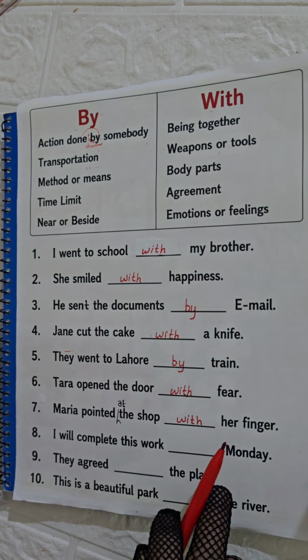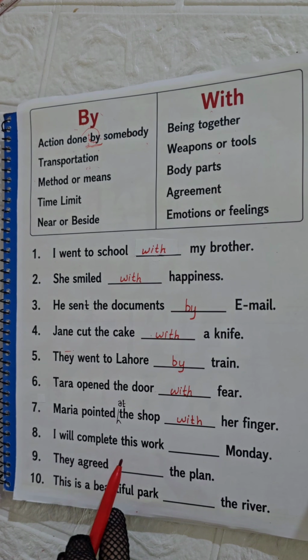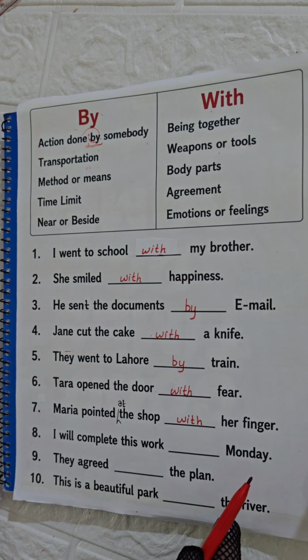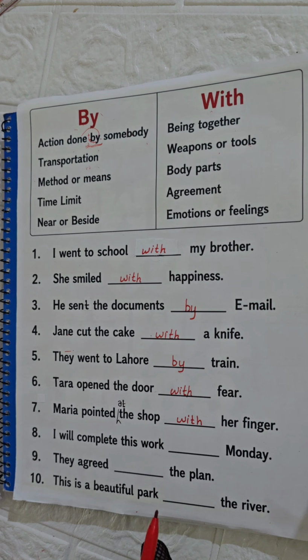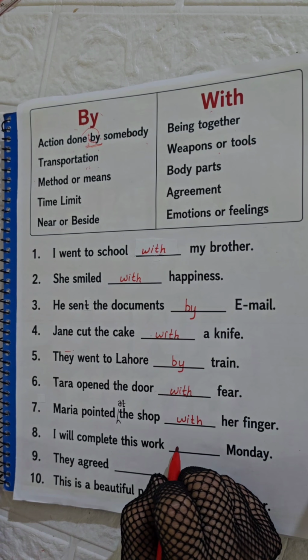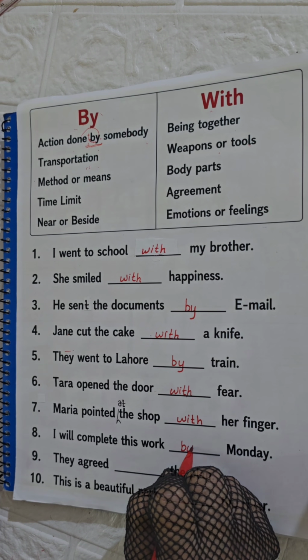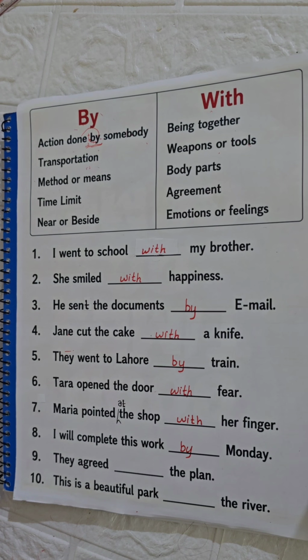Now, number eight, I will complete this work blank Monday. Again, you have to decide whether you will write with in the blank or by to complete the sentence. Now, this sentence shows a time limit. You have already studied time limit. When we mean not later than a particular time, we use by. Therefore, we will write by in the blank. Now, the complete sentence is I will complete this work by Monday.